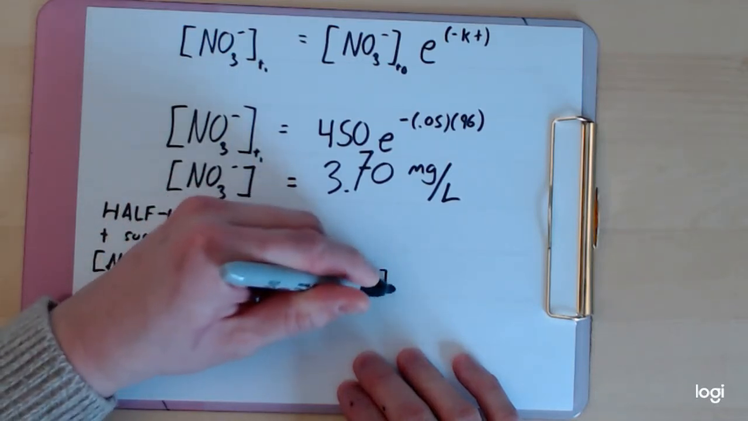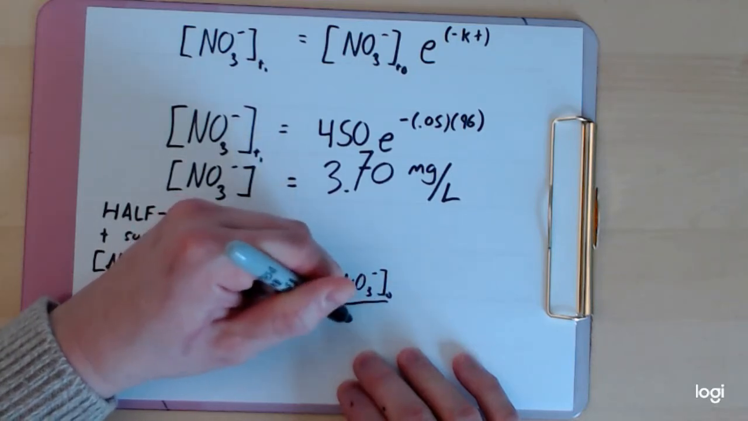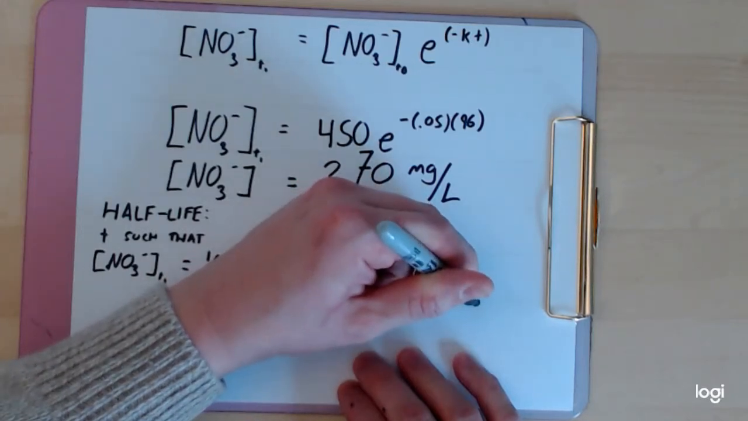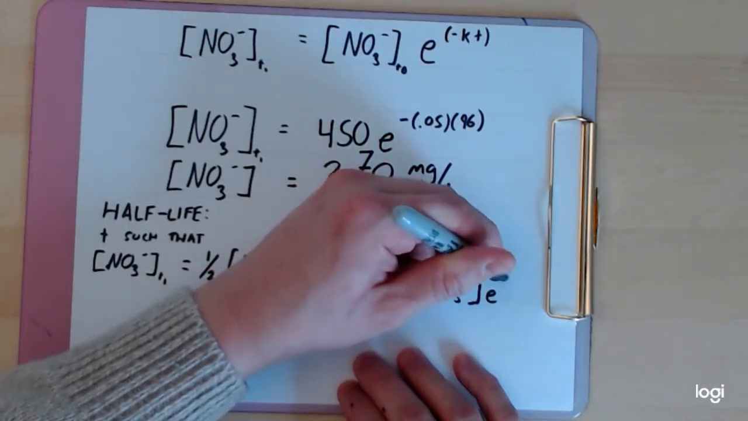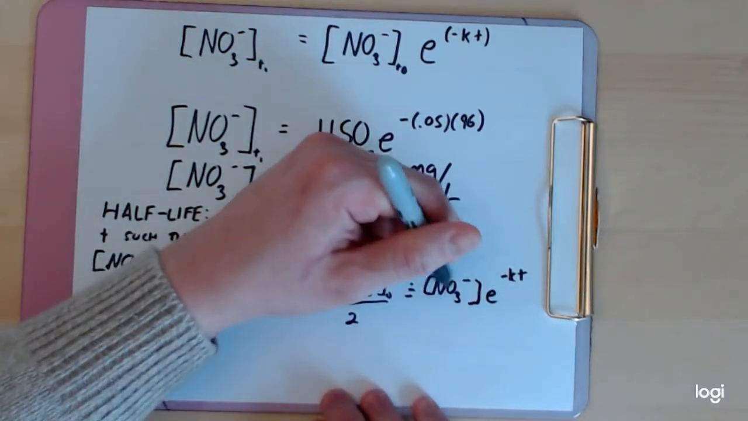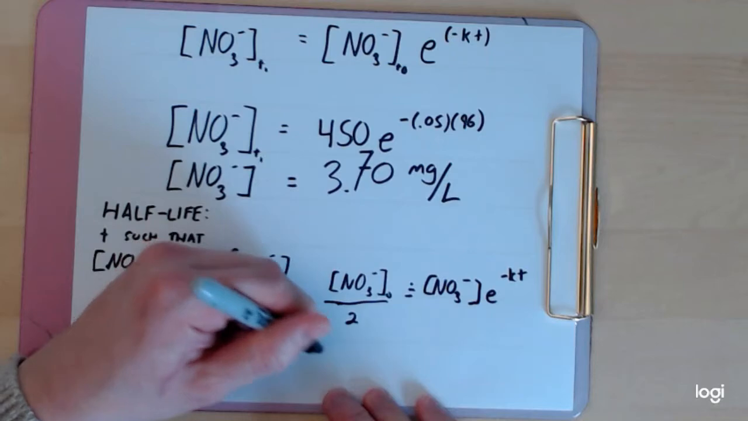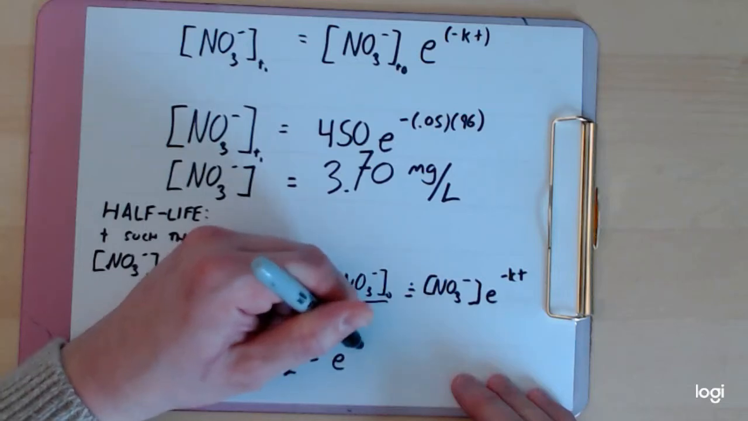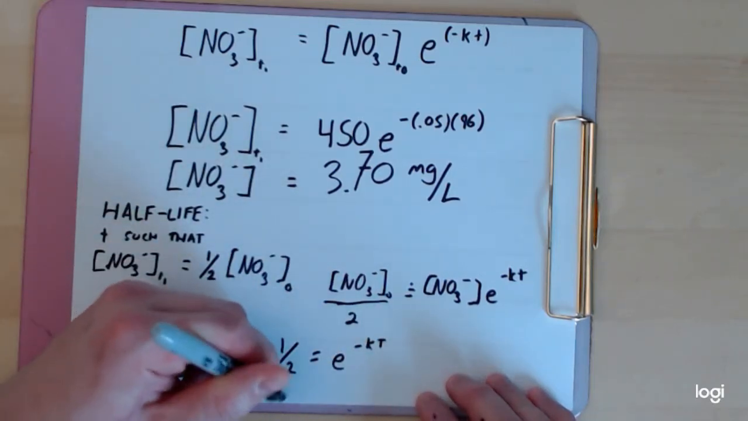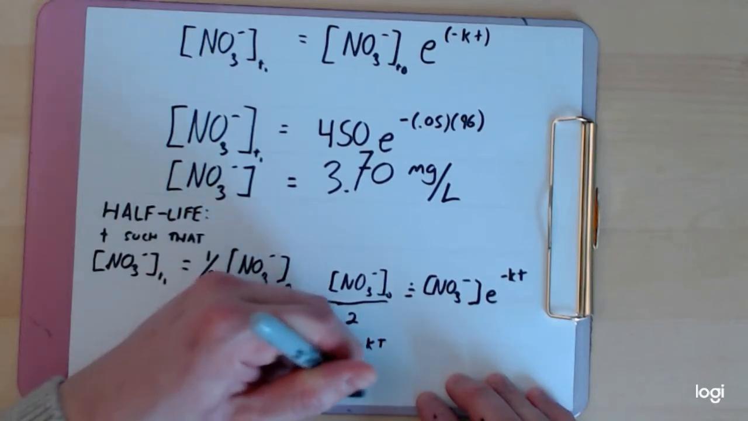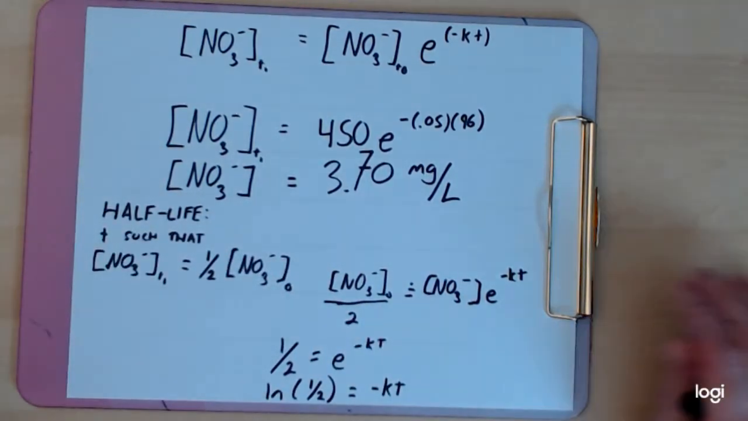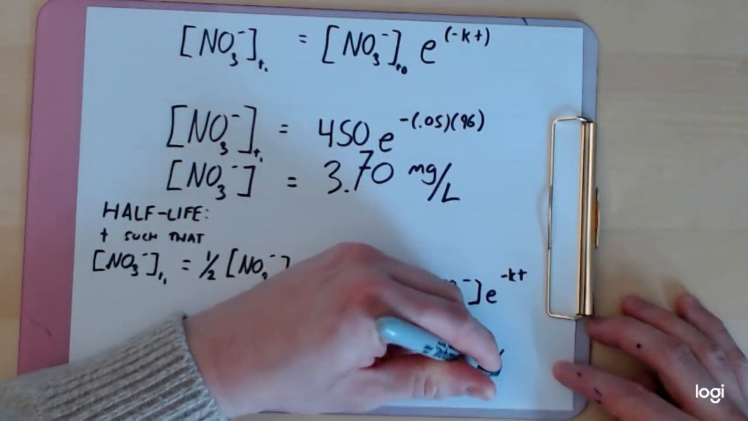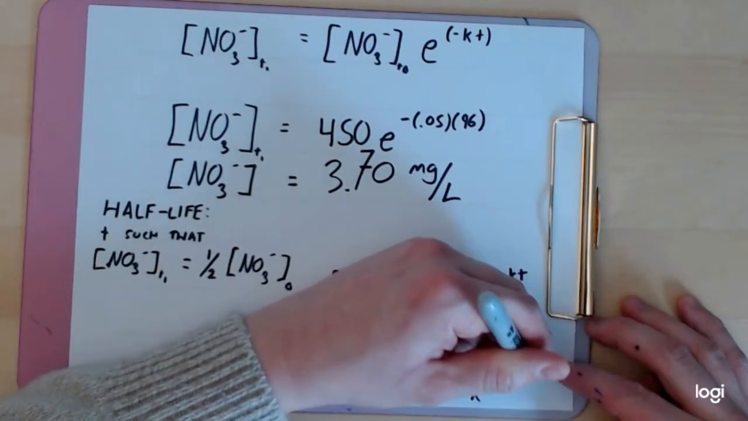NO3 minus at time 0 divided by 2 equals NO3 minus at time 0 times e to the negative kt. Just divide through by NO3 minus on each side. You have 1/2 equals e to the negative kt, or natural log of 1/2 equals negative kt. And so just divide through by negative k here, and you end up with the natural log of 1/2 over negative k equals your time.